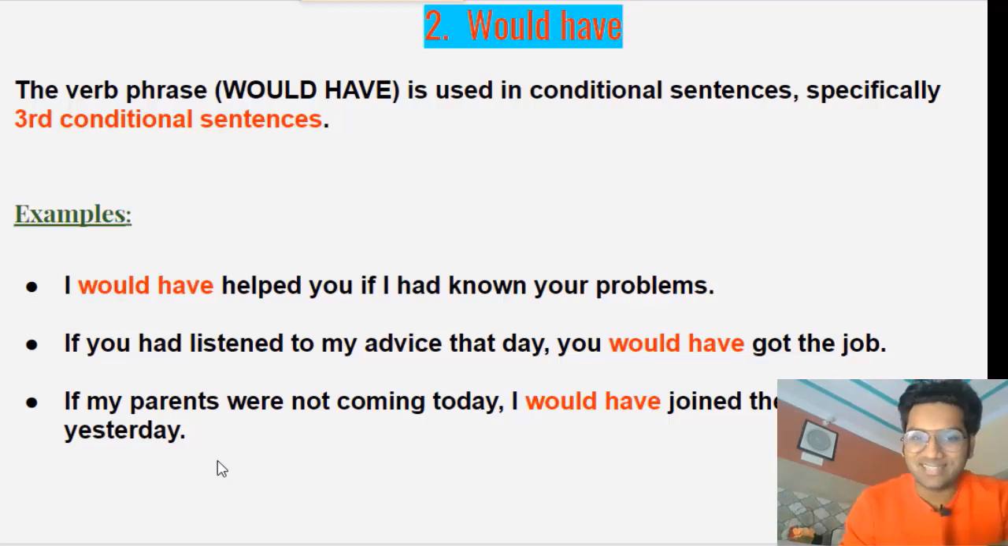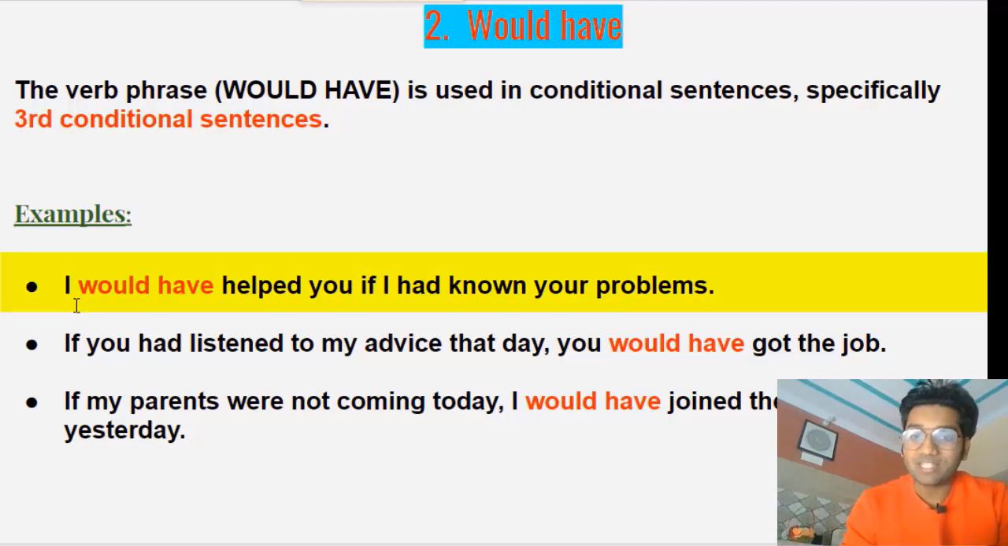All right, let's understand this. Look at the first example. I would have helped you if I had known your problems. If something was the case, something would have been done. If I had known your problems, okay, this is a condition. In the past, if I had known your problems, something would have been done. I would have helped you. And here we use a past participle, the third form of the verb, after would have.